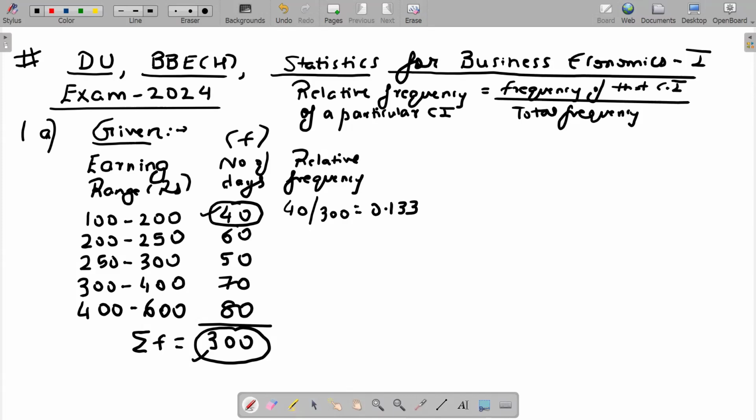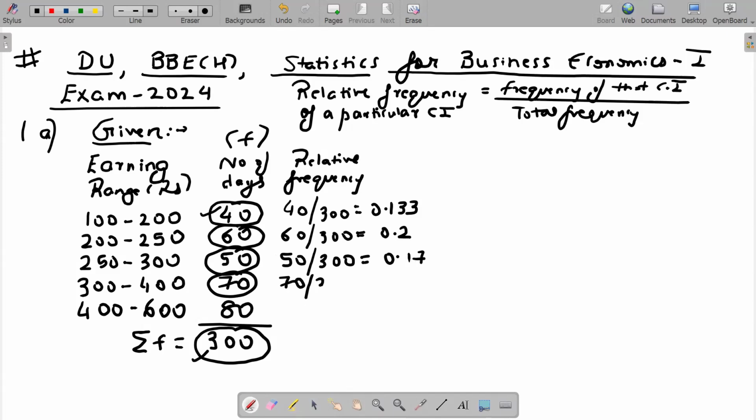Then for the second class, it's 60 over 300, which comes out as 0.2. Then 50 over 300 comes out as 0.17. Then 70 over 300 comes out as 0.23. And 80 over 300 comes out as 0.27. These are my relative frequencies. Now we calculate density.